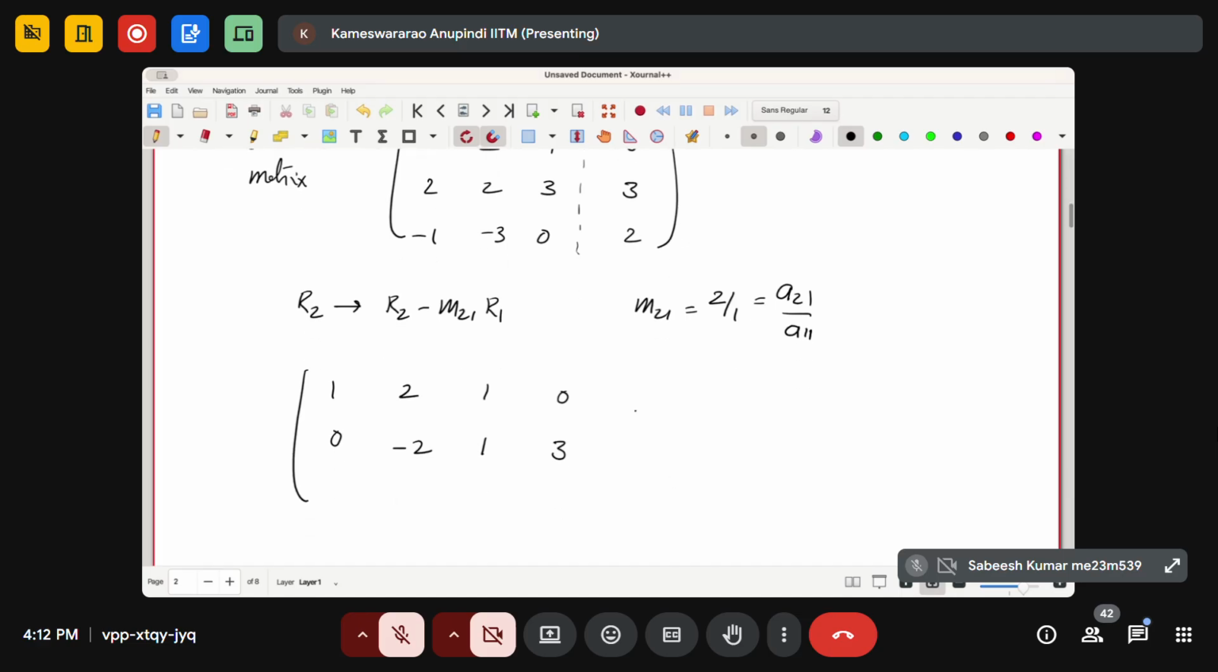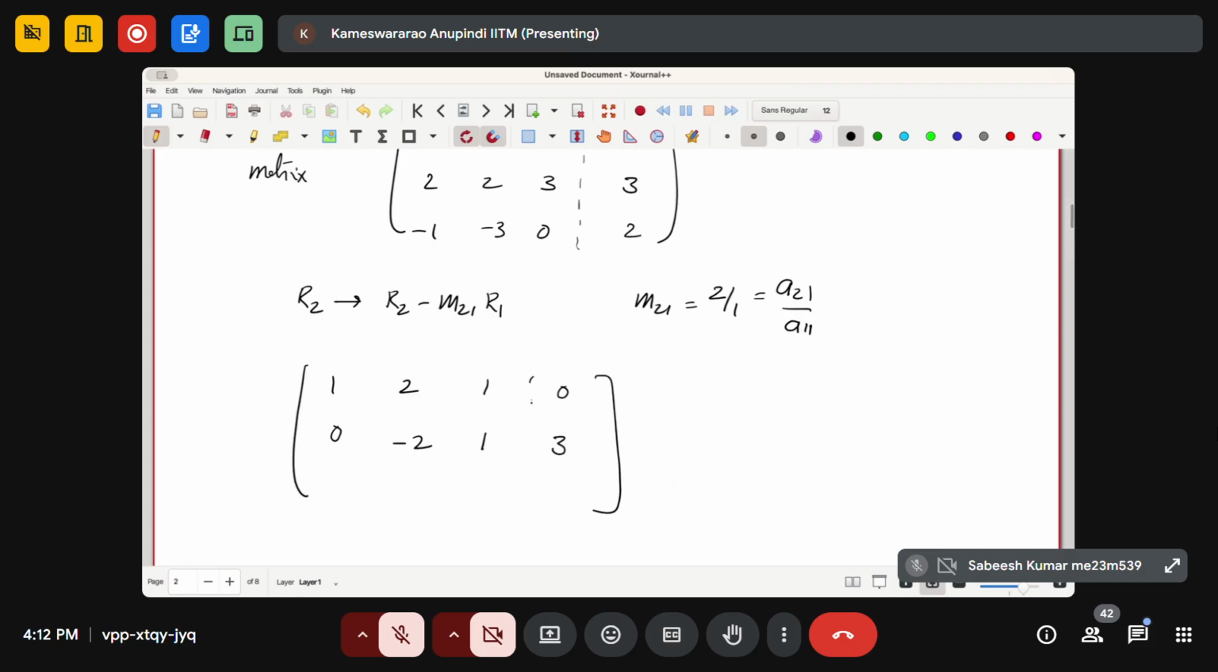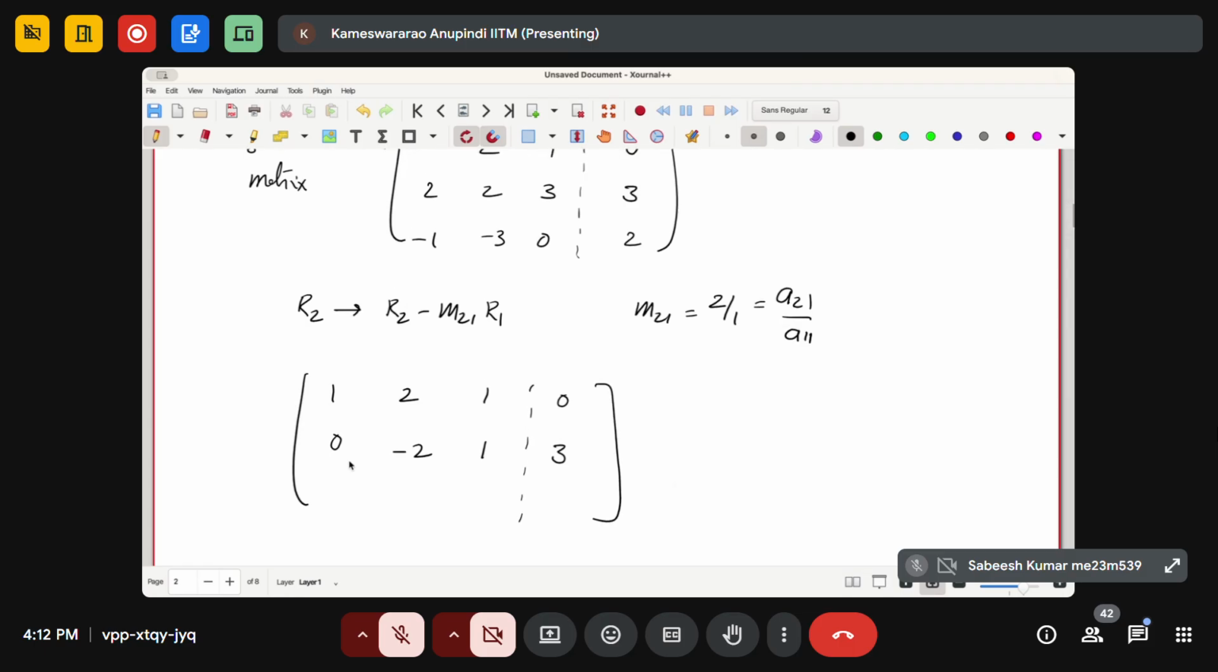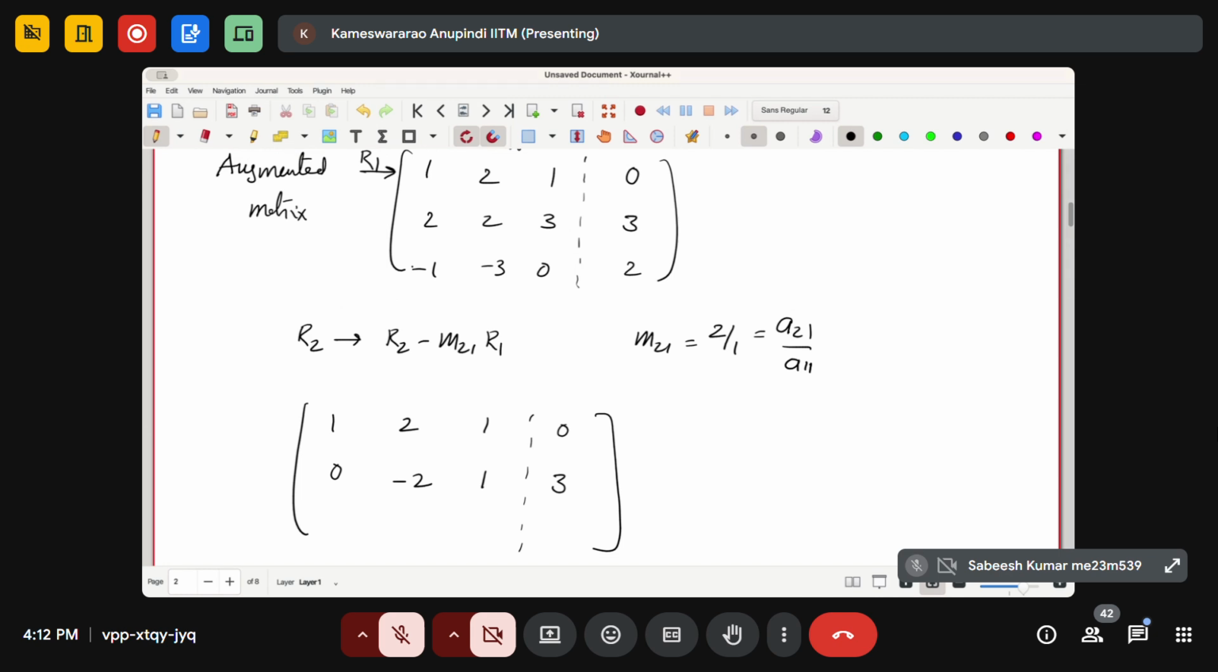Now we want to perform a similar row operation for the third row as well, such that we're going to make this element also 0. So for that, I will say that R3 goes as R3 minus M31 times R1. So I should always work with R1 because R1 is my pivot row. Okay, so this is my pivot row, so I should always work with this. Similarly, 1 here, which is A11, is my pivot element.